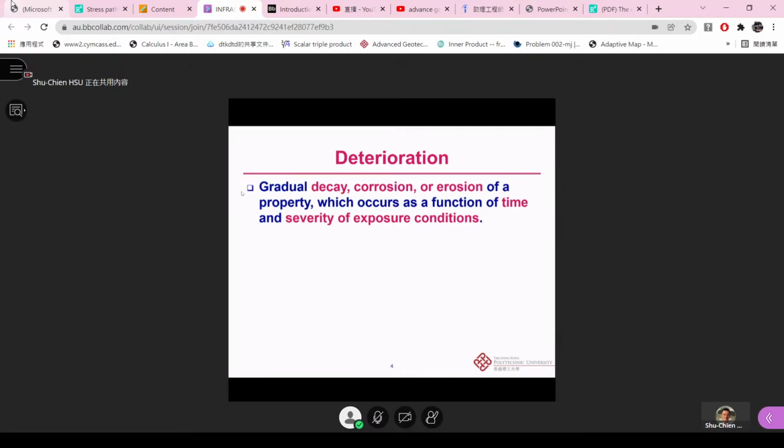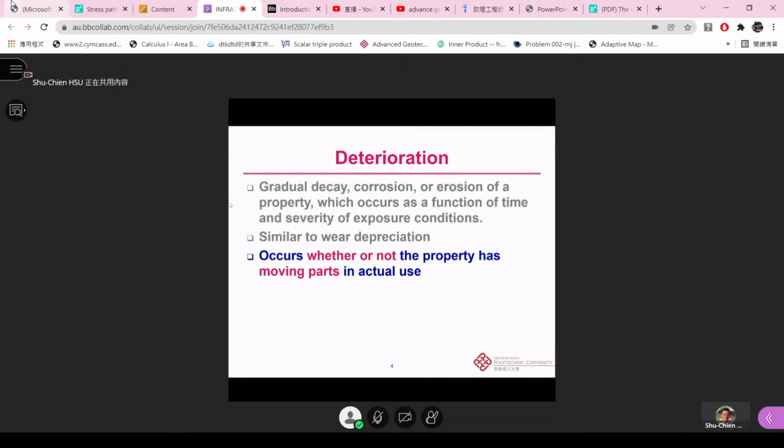I think that this one will be much more important compared to those daily life electricities, right? Because if it looks new, I think the second-hand buyer won't really bother, even if you use it 24 hours per day to run your phone. But similar to wear depreciation, if you didn't have good maintenance of your asset, of course, it will cause a lot of depreciation. You will lose lots of money, right? So it will also occur whether or not the property has moving parts in actual use.